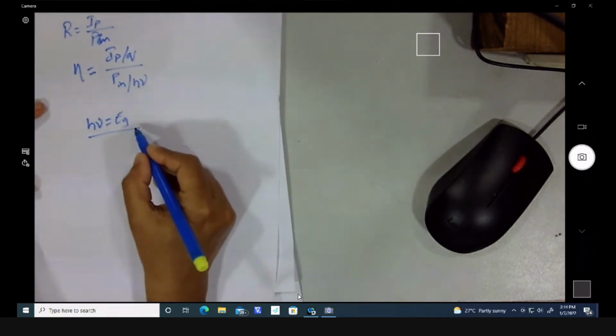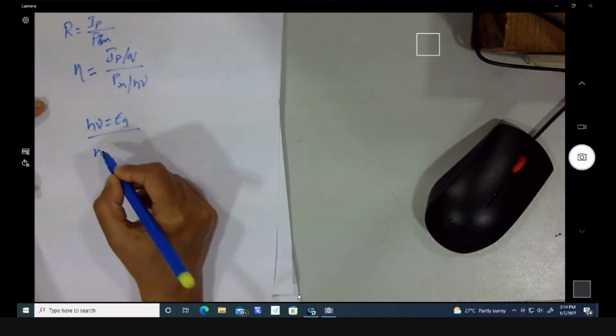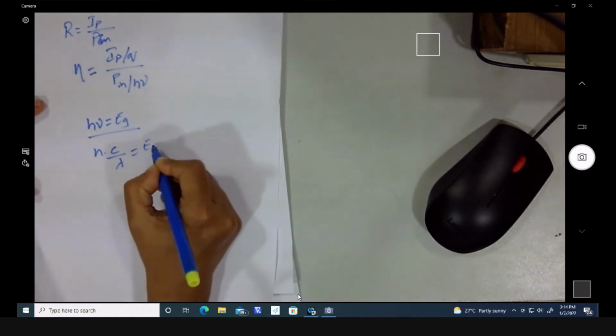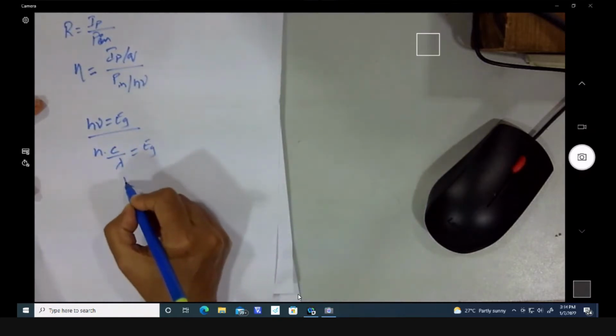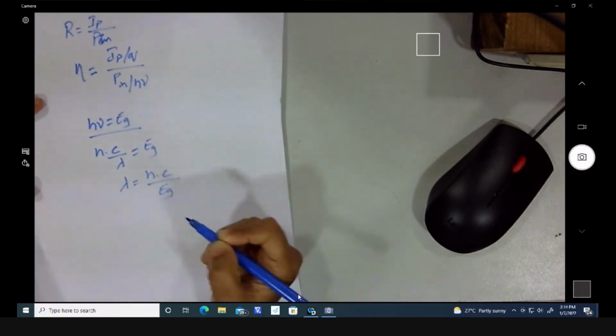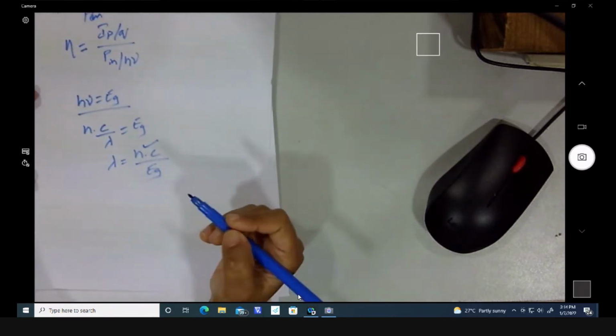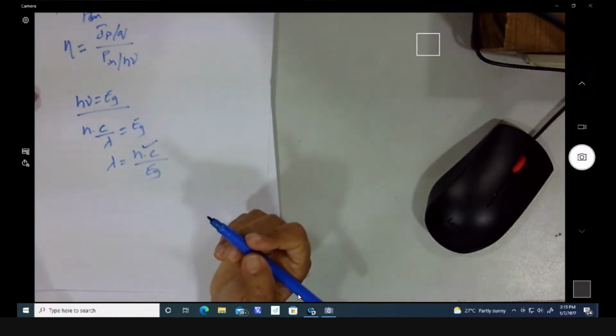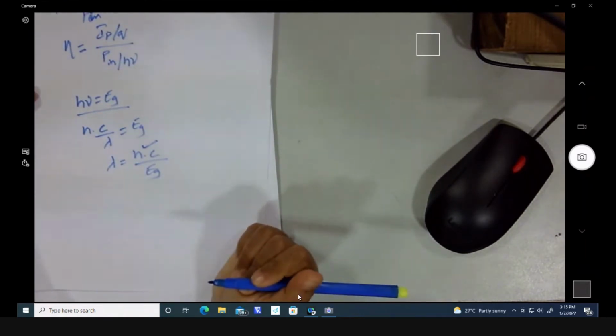So here h nu is equal to Eg. h into nu, the frequency I told, that will be h into c by lambda equal to Eg. So finally lambda will be equal to h into c divided by Eg. You will know Planck's constant. What is the h value? Gagan? What is the h value? Planck's constant. I think you solved many problems.